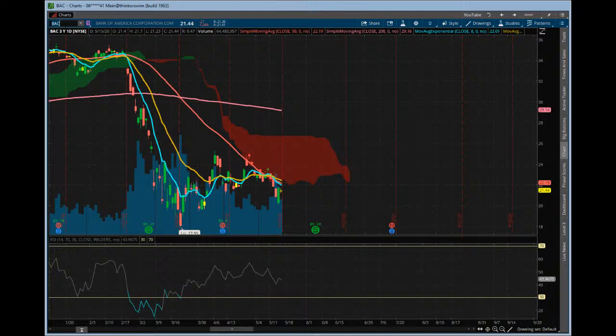BAC, Bank of America, inside day, chopped around a little bit after an epic recovery. I like how it's at the upper end of the range. Let's see if that is a pause move and it tries to work its way back up into the cloud. Doji sandwich, potential.